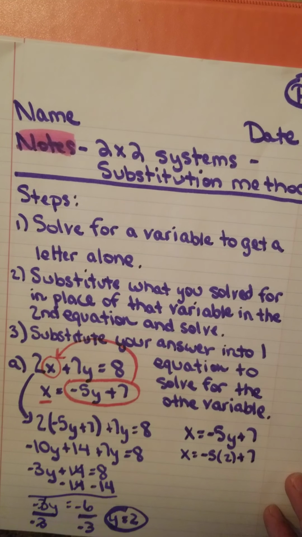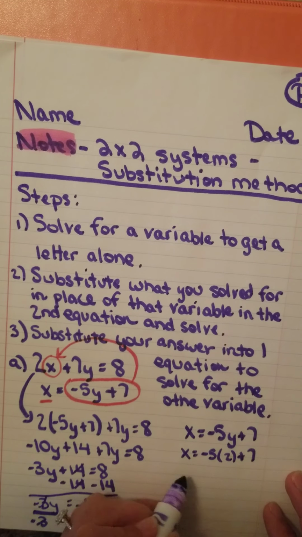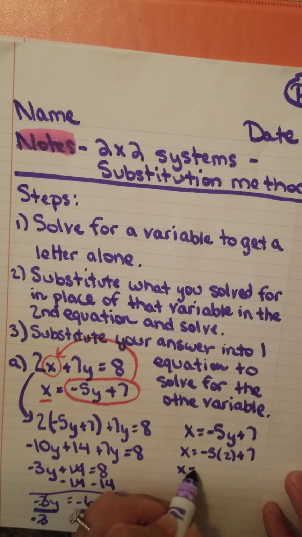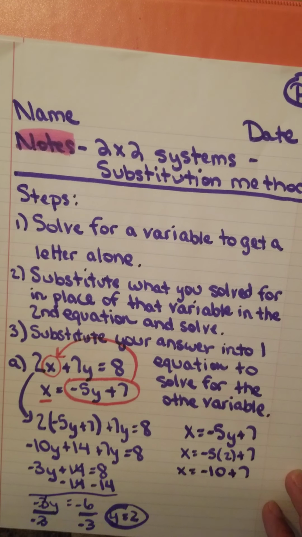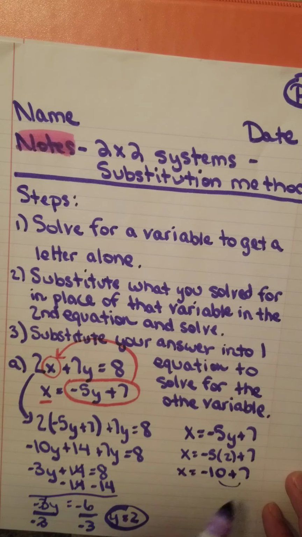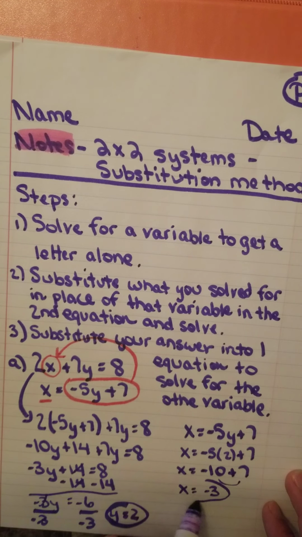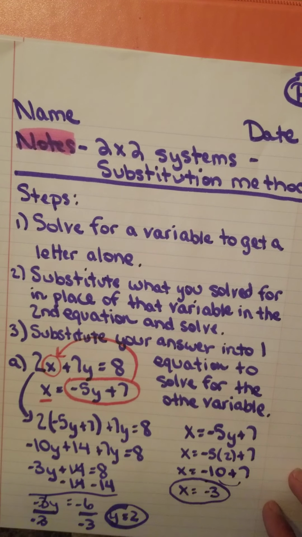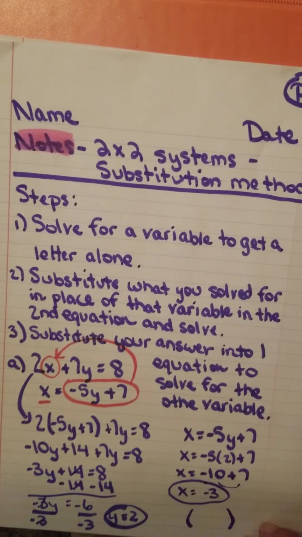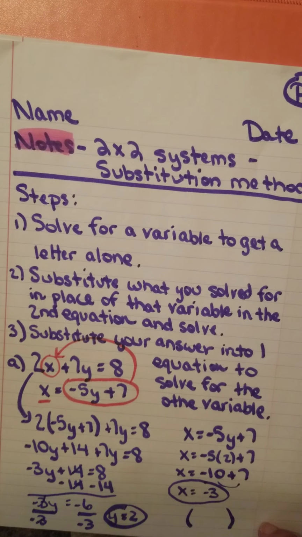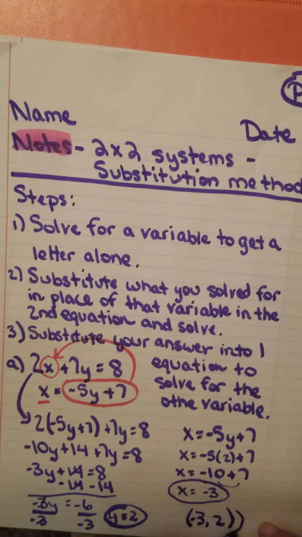Now I'm going to figure out what this is. I have to get the x alone, which it is, but I need to simplify the side. So I'm going to multiply. x equals negative 5 times 2 is negative 10 plus 7. Now, since they're on the same side, I can combine. Negative 10 plus 7 is negative 3. So my x value is negative 3. You can leave your answer like this, or you can write it as a point. The x goes first, so negative 3 goes first, 2 goes next.